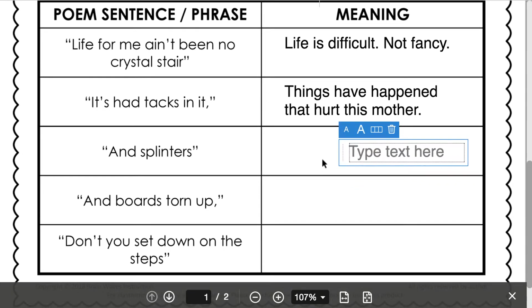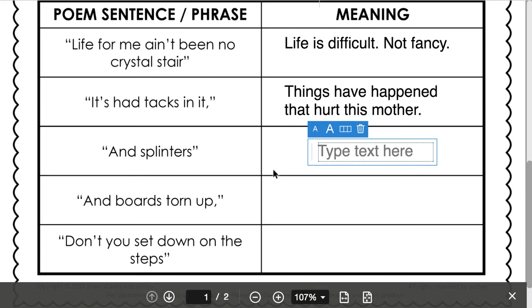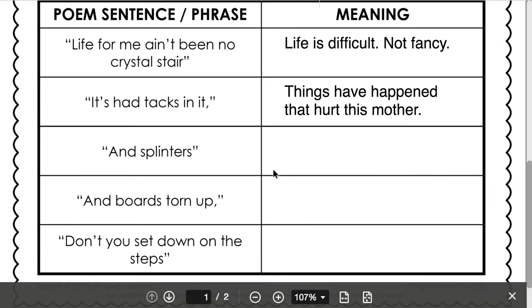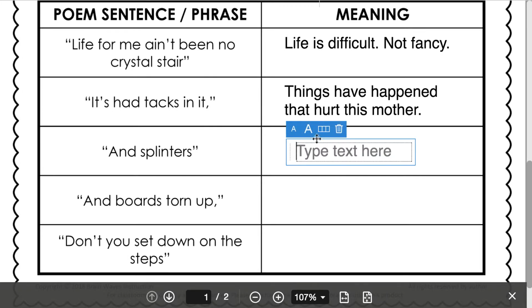Let's see. Splinters. Okay, I'm going to go back to the actual metaphor of the staircase. Splinters probably aren't as bad as tacks, right? I would probably rather have a splinter in my finger than an entire tack in my finger. So splinters are probably a little bit less than this. A splinter would be kind of inconvenient. It would hurt, but you could kind of move on from it. So I like inconvenient. Things have been inconvenient.